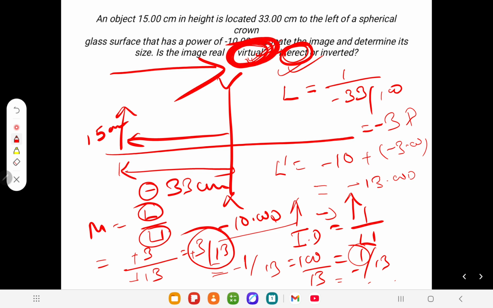And the image size. Now isn't it simple to calculate image size? We have magnification, 3 divided by 13. We have object height, which is 15. So basically it is 45 by 13. This is in centimeter. This is the image height. So it's really simple to calculate these things.